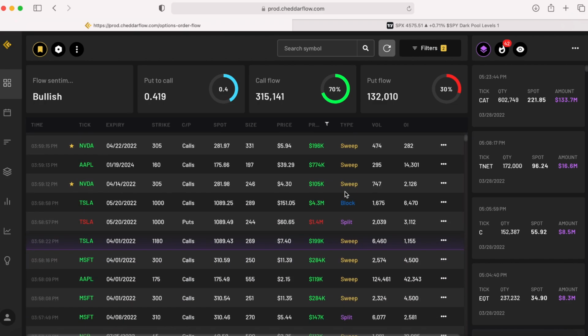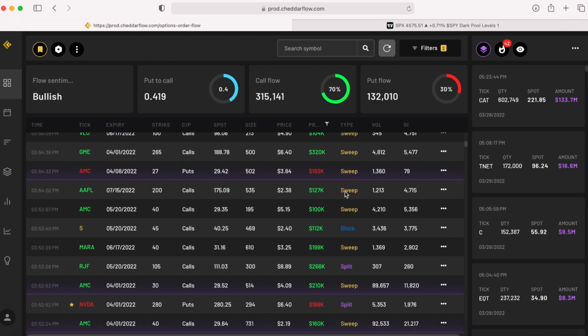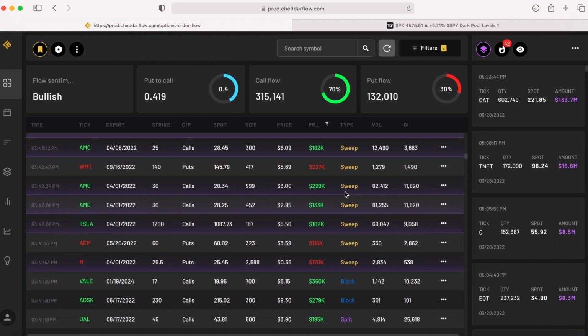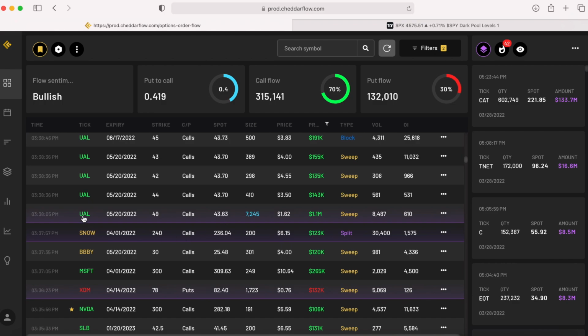And actually, today I did find a very good setup. I'm going to share with you why I think it's a good setup. It's a little bit further down here, but it was an airline stock. It's UAL, and this is United Airlines.